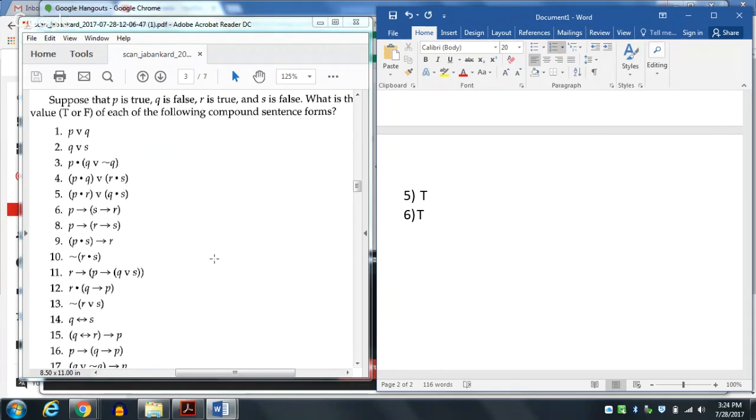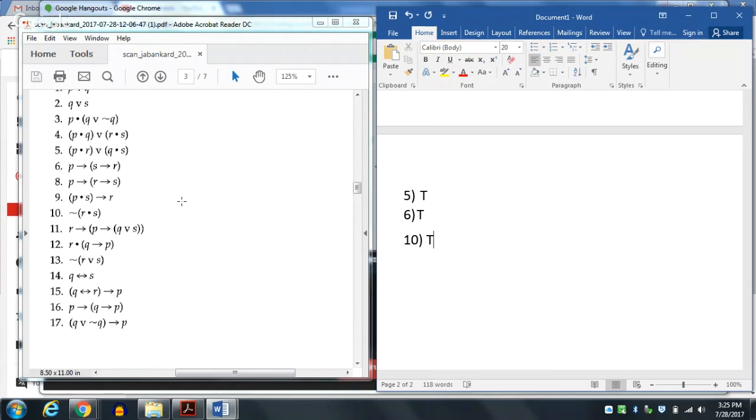Let's skip down to number 10. It is not the case R and S. So R is true, S is false. So R and S is false. But if we're negating it, we negate something that's false, which makes it true. So this is sort of how we're going to know what we put underneath the truth trees, right? This is practice for when we get there.